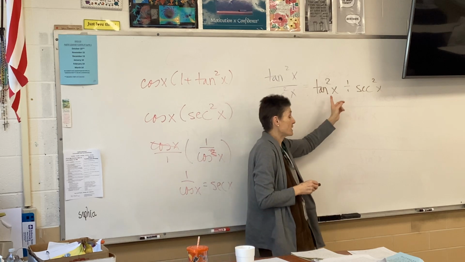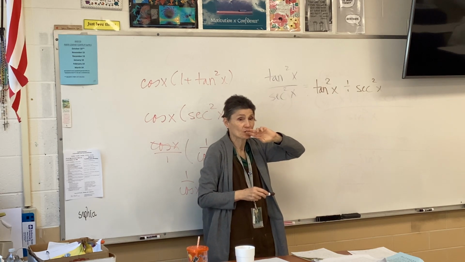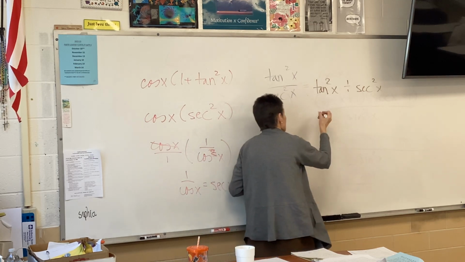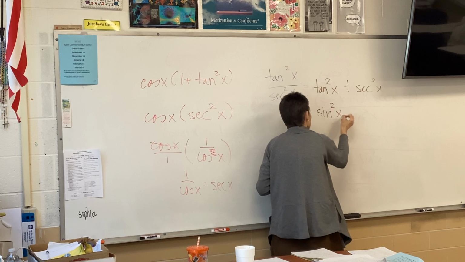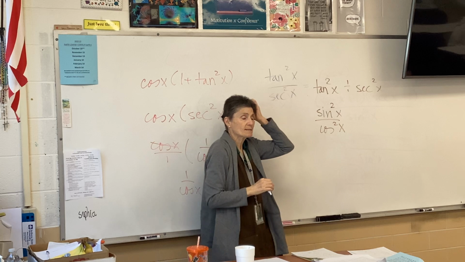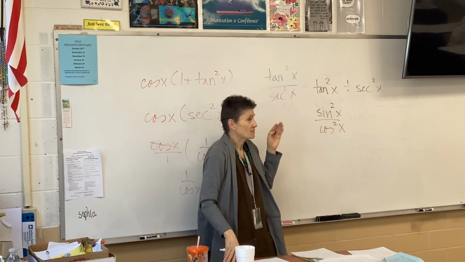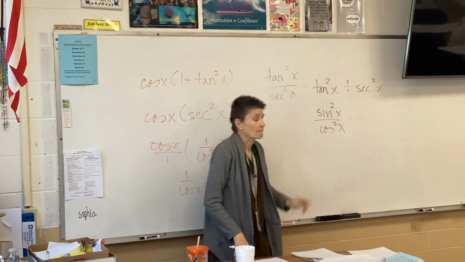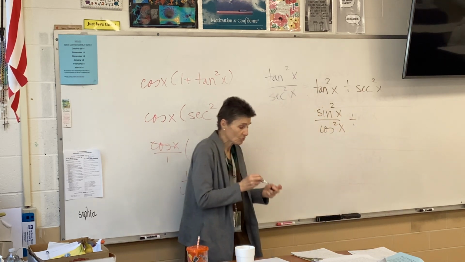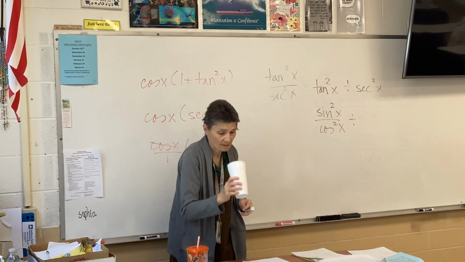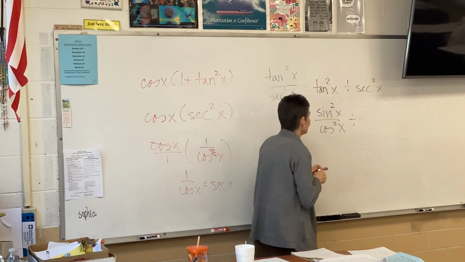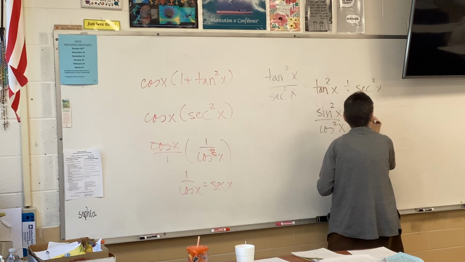What am I going to change tangent squared into? What is tangent? Sine over cosine. So this is going to be sine squared over cosine squared. Remember, the sheet just says tangent is sine over cosine, but if it's squared, that just means everything's squared. Divided by, what's secant squared? This is not on your sheet, this you have memorized. What is secant squared? 1 over cosine squared.